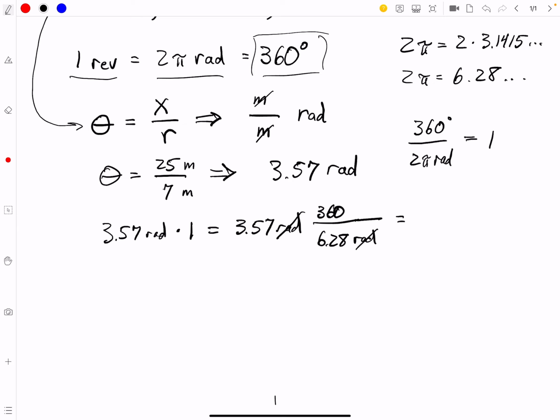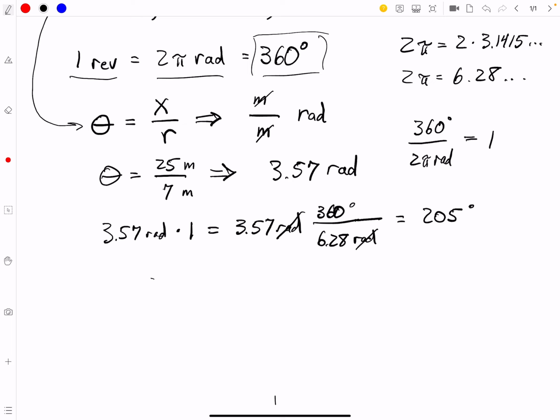Let's see if I can do this. 360, I hope so. 6.28 divide, and 204.7. So in my 3 significant digit world, 204.7 becomes 205 degrees. 205 degrees. Excellent.